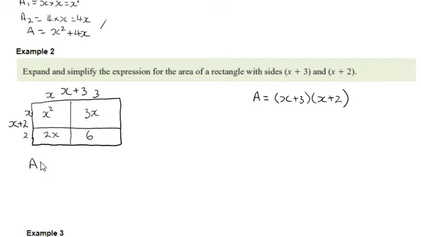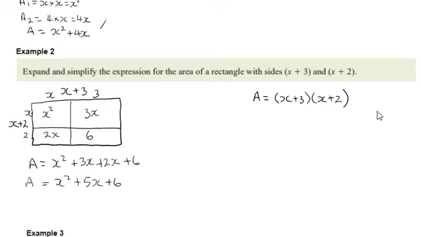So, the area expression is going to be adding up just all these 4 areas here. So we have x squared plus 3x plus 2x plus 6. And we can simplify that because we have 2 x expressions here. I have an x squared at the front, 3x plus 2x is 5x, and we have a 6 left over at the end. Okay, so that gives us our expression for the area.